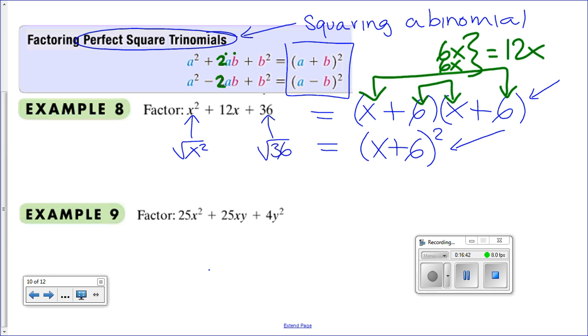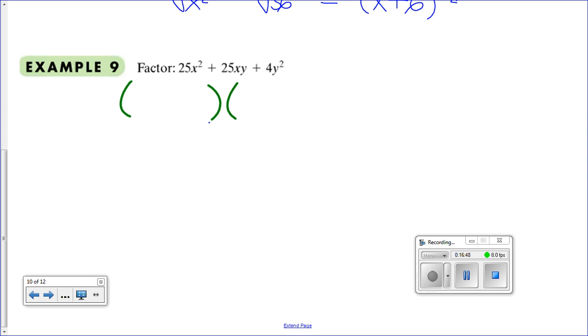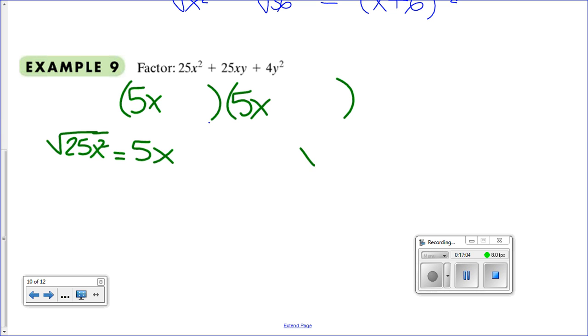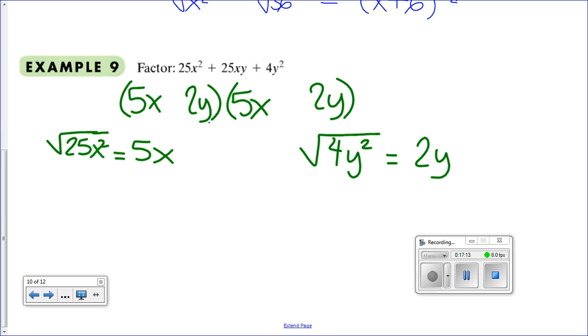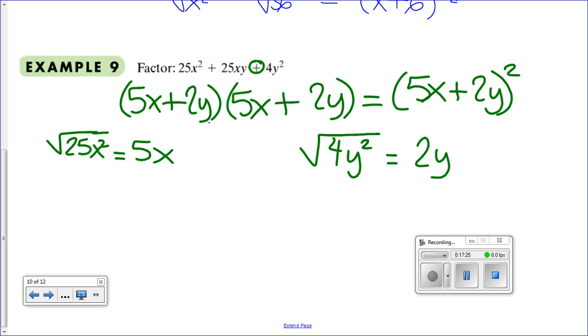Okay, so let's finish this one quickly. And so again, it is a perfect trinomial square. So what is the square root of 25x squared? 5x. So that will go here and here. And what is the square root of 4y squared? 2y. Are they all going to be positive, both negative? What do you guys think? Both positive. So that could be the answer, or 5x plus 2y squared. Okay?